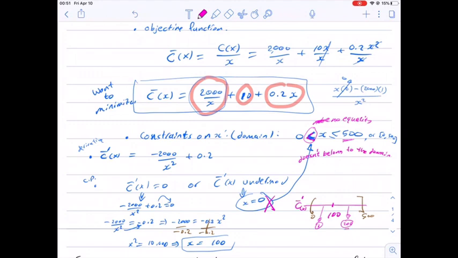So if we substitute 200 into c bar prime here, we get a positive value. You can plug this value into this formula c bar prime, you get a positive value. If you substitute 1, you get a negative value. So this is decreasing here, increasing here. That means 100 is a minimum value.